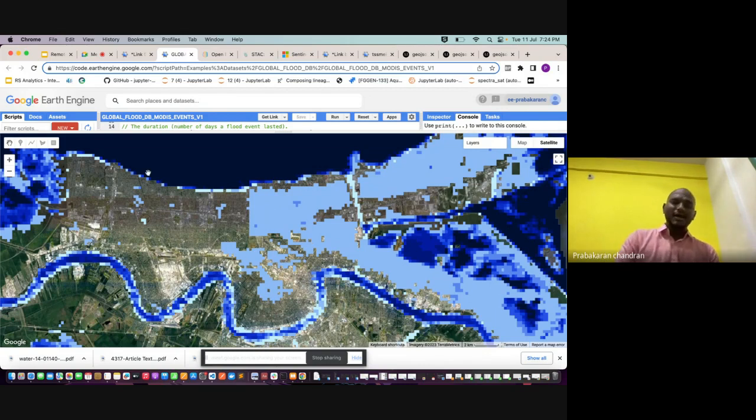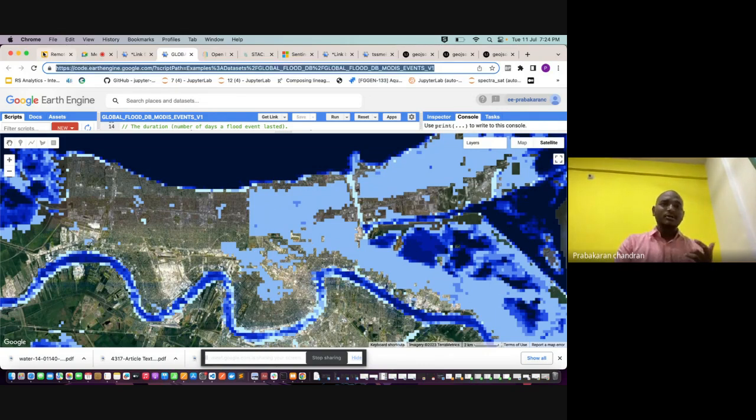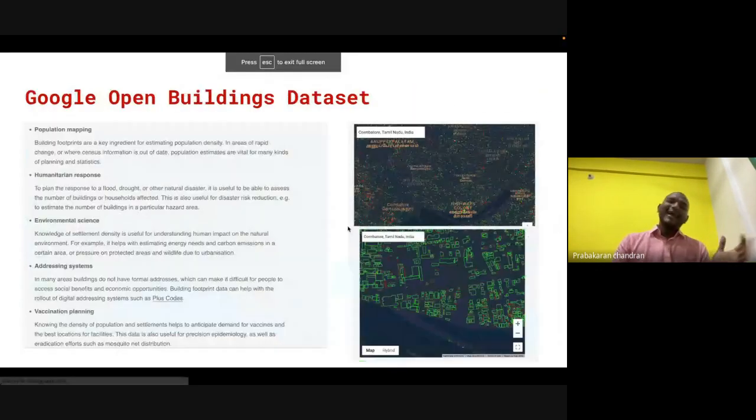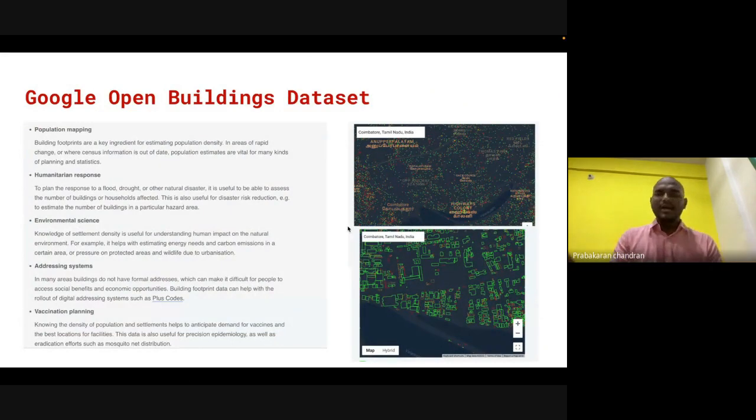And for buildings, I'll come to that later. Recently Google has open sourced their buildings data set. They have used U-Net on 0.5 meter resolution images to detect the buildings in a particular area. Here I have taken a snippet around Coimbatore, nearby Valankulam. This data set will help you perform many projects.